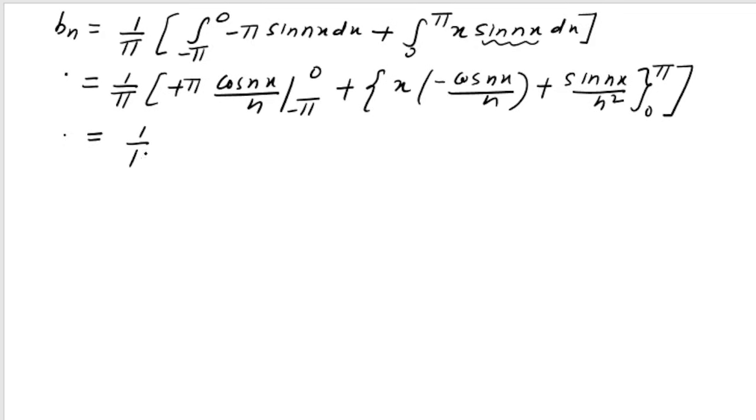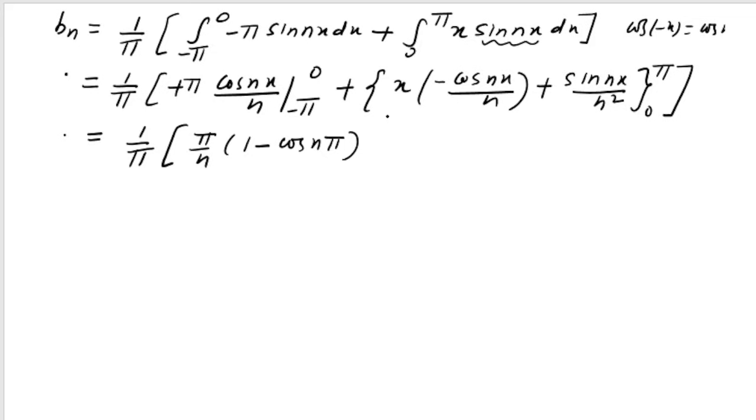So now I write 1 by pi. Now put the limits and all. If you put the limit 0 here, you will get pi by n, and cos 0 is equal to 1, and then you will put minus pi, so cos of minus theta. I hope you remember cos minus x is equal to cos x. So if I put x as minus pi here, I will get cos n pi.